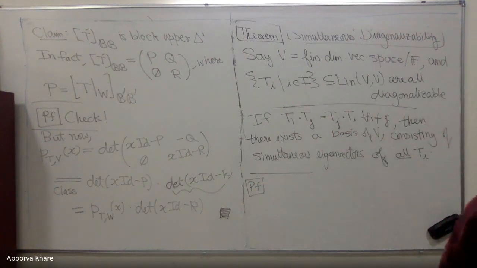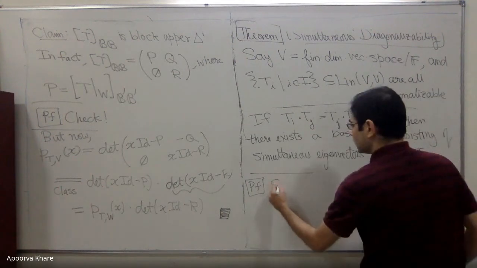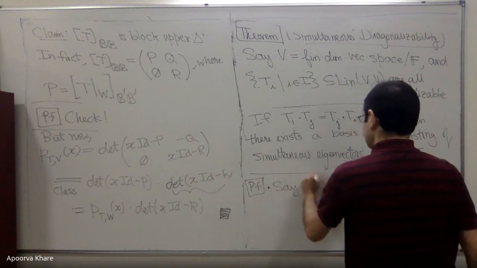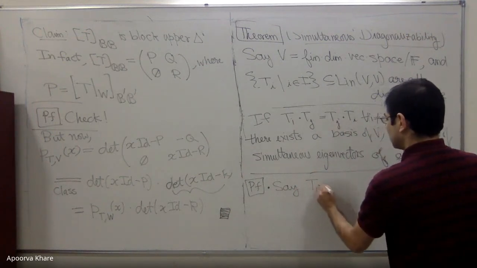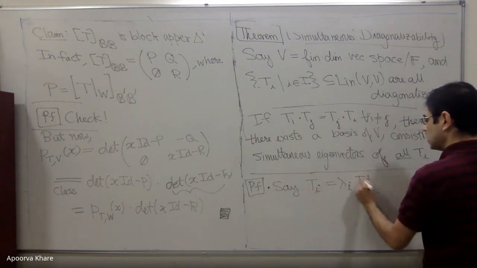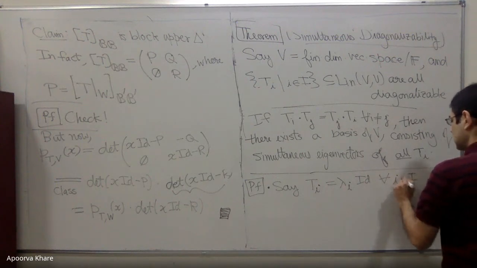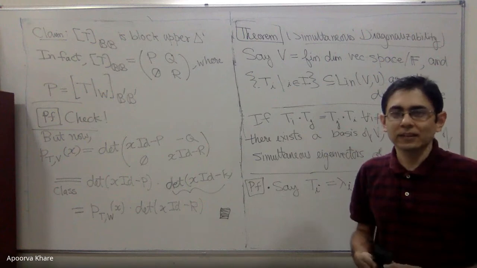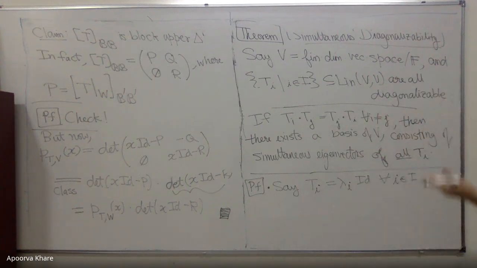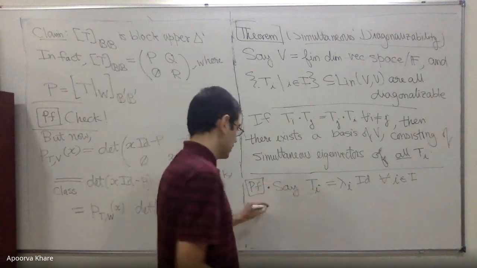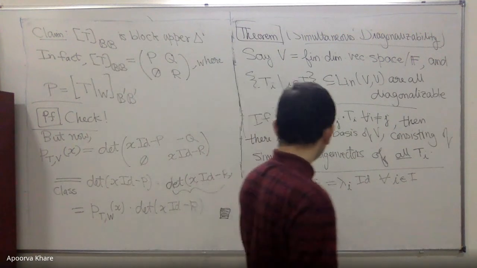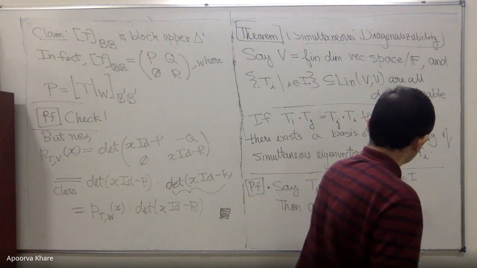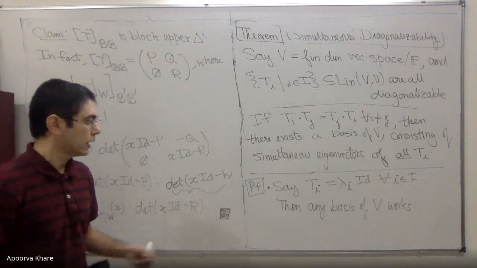So first case: suppose all the Ti are lambda i times the identity. Maybe I should do it in cases. I'll just put a bullet point here. Say Ti equals lambda i times identity. Suppose I have this very nice situation, the nicest possible situation, that all of these are scalar maps. Then you are done, because then any basis of V works: with respect to it, all of them are diagonal because they're already diagonal.